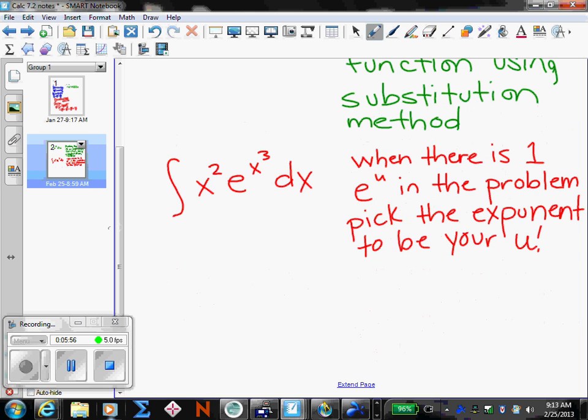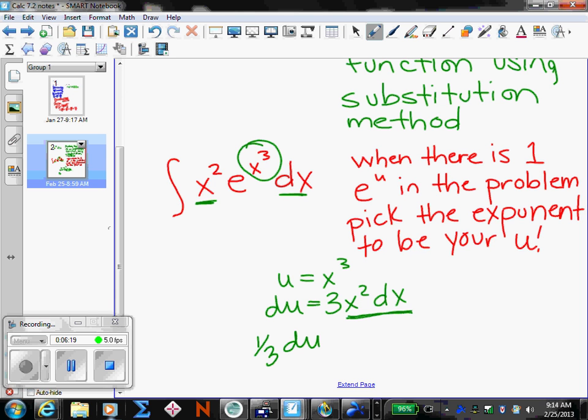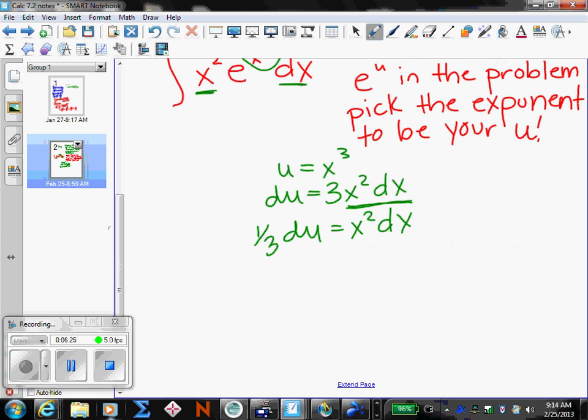Okay, so there's one e in this problem. Its exponent is x cubed, so my u is going to be x cubed. The derivative of that is 3x squared dx. I look at what's left over in the problem, x squared dx. So that means I want to solve this for x squared dx. So I'm going to divide both sides by 3. Now I'm going to substitute. So instead of writing x squared dx, I am going to write 1/3 du. And then I have the integral of e to the u. The integral of e to the u is e to the u.